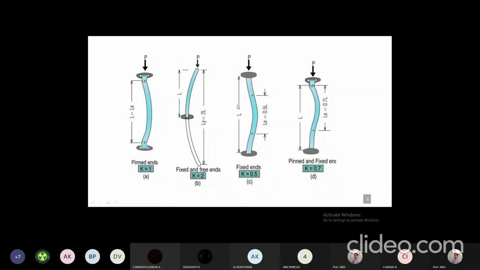You can see these sketches. The column is bent from the fixed to the fixed point here. In this sketch also it is going to bend. Whereas in the third sketch you can see it is straight for a certain portion, and it is bent at a certain point for this length.